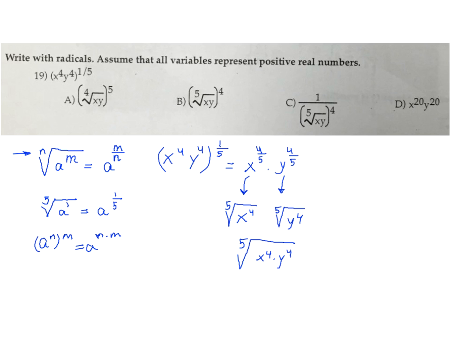Okay. There's another property that would be pretty handy to use. If I have nth root of a to the power of m, you can write this as nth root of a and then raise it to the power of m. So in this case I can write this as the fifth root of x, y raised to the power of 4. And it looks like the correct answer here is B.